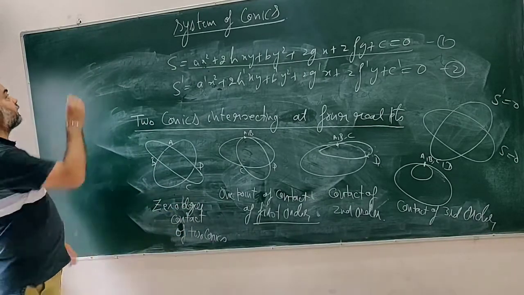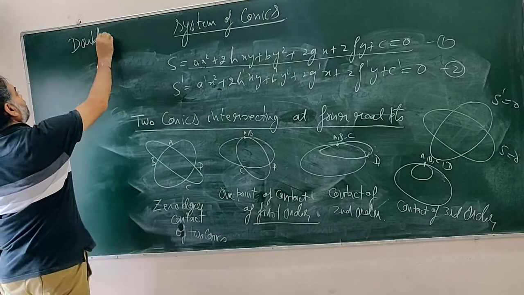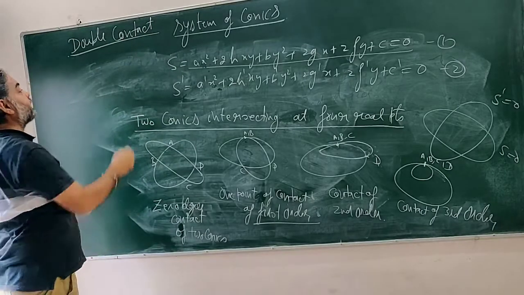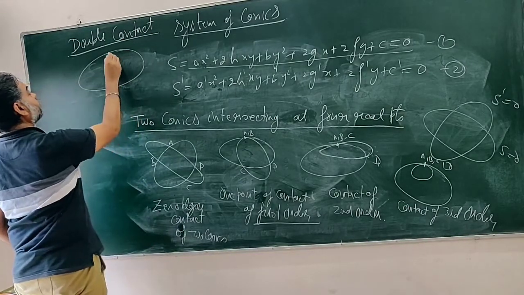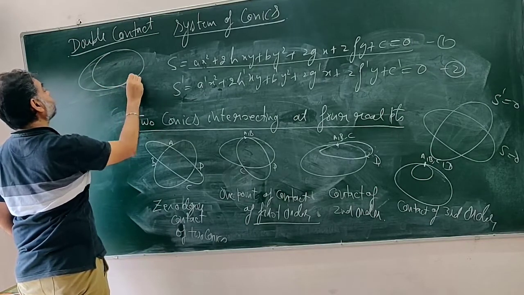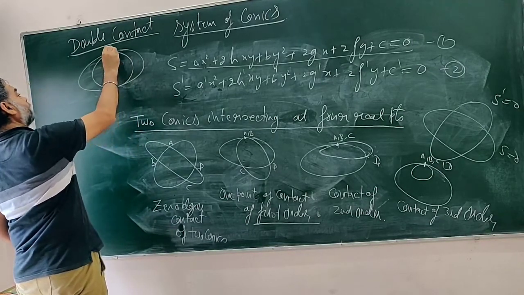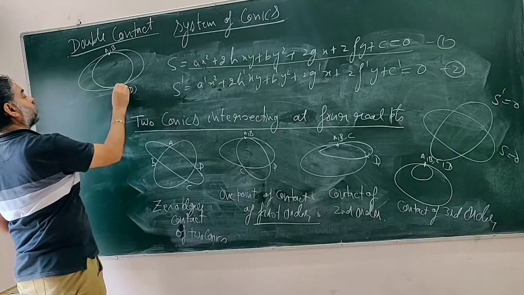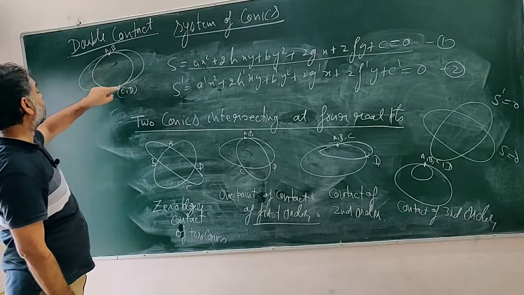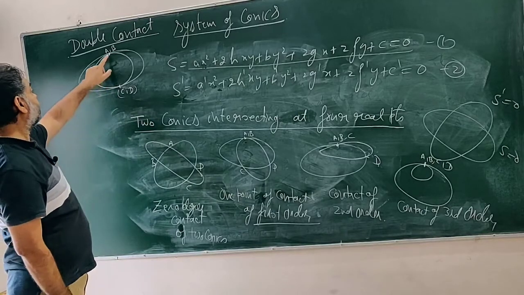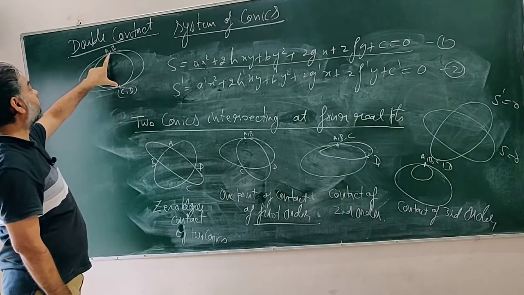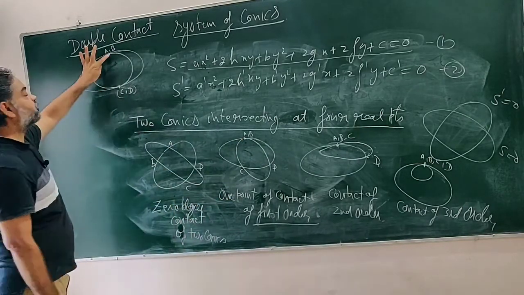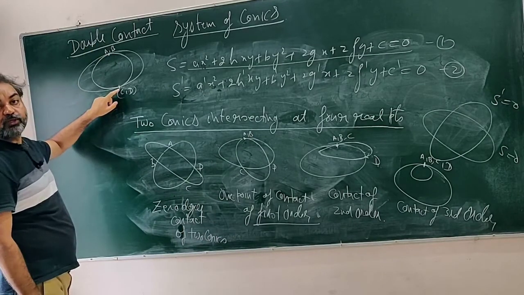All right. And what is a double contact? When do we say that two conics have a double contact? If you have one conic like this and another conic like this, and you have 2 points of intersection coinciding at this point and 2 points of intersection coinciding at this point. So if you have 2 different points and both are points of contact of first order.